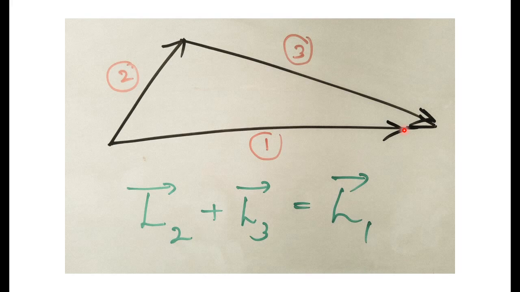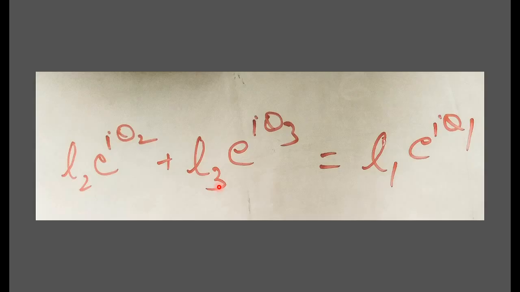Now the next step is we have to write in terms of an exponential function: a vector A equals its magnitude A into e raised to i theta. Similarly, you replace each vector term with that. So you will get L2 into e raised to i theta 2 plus L3 into e raised to i theta 3 is equal to L1 into e raised to i theta 1, where L2 is the length of link 2 or crank, theta 2 is the inclination, L3 is the length of the connecting rod, theta 3 is its inclination, L1 is the length of the fixed link, and theta 1 is its inclination.